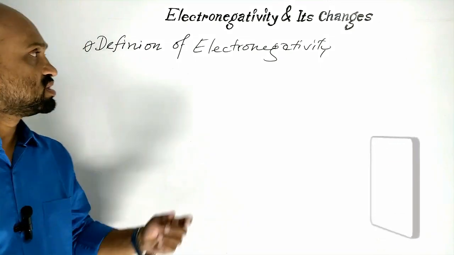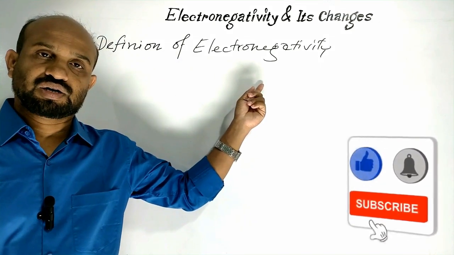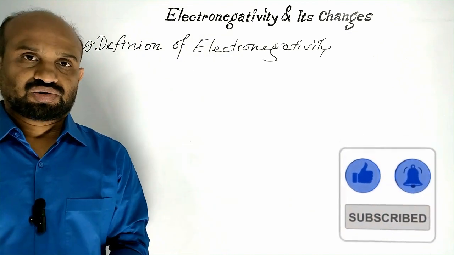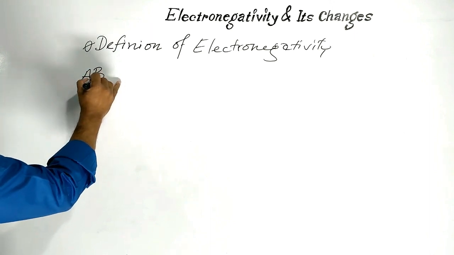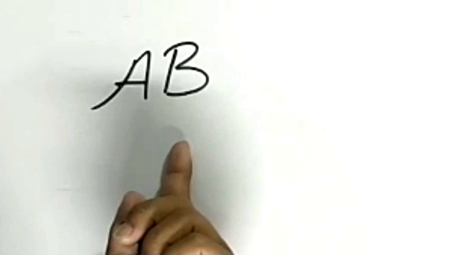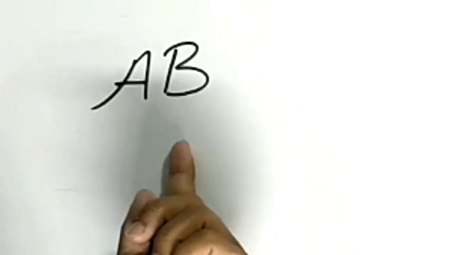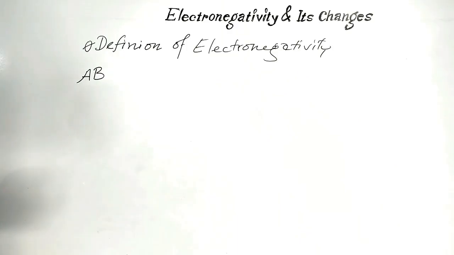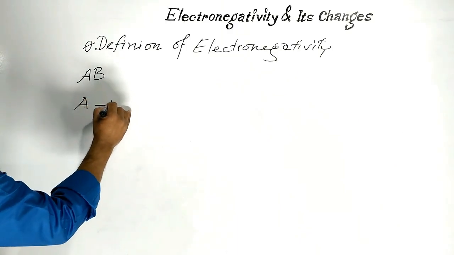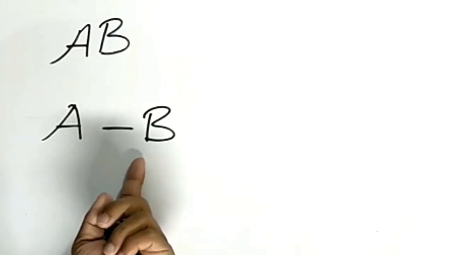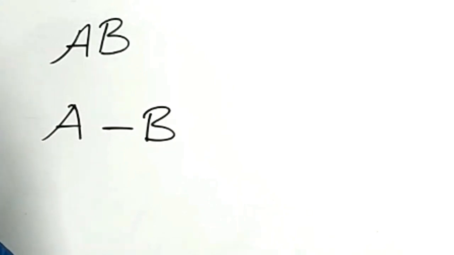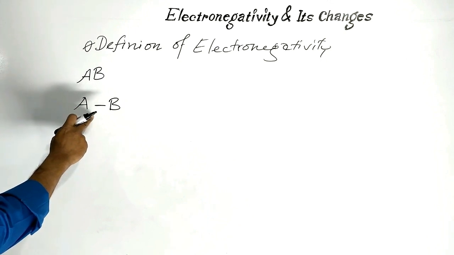The very first point is the definition of electronegativity. Let's see what electronegativity is. Let us consider a covalent compound. AB is a covalent molecule. This is a covalent bond. Electronegativity is related to a covalent molecule or covalent compound. Here, AB is a kind of covalent compound or covalent molecule.